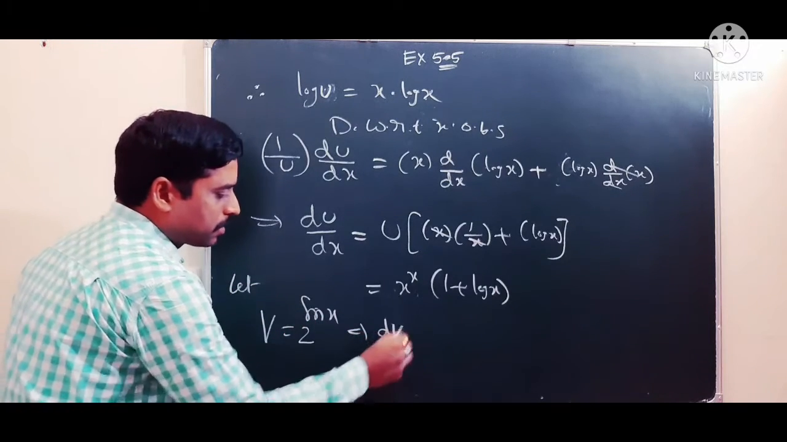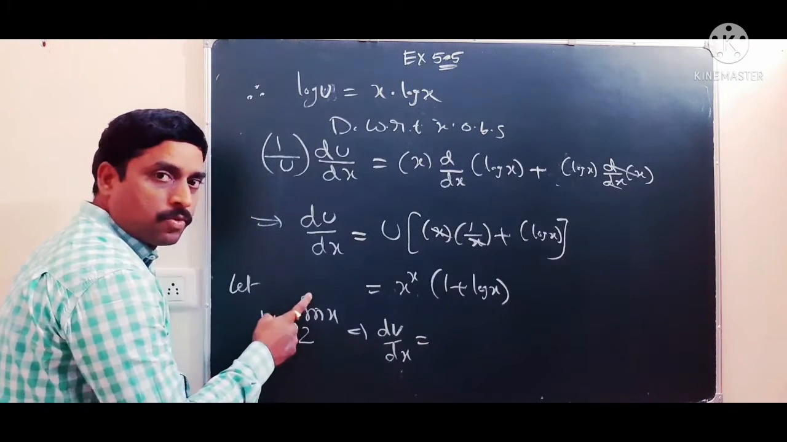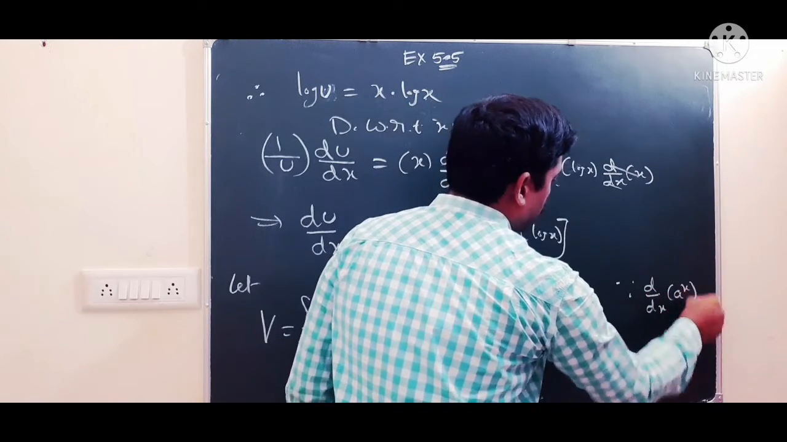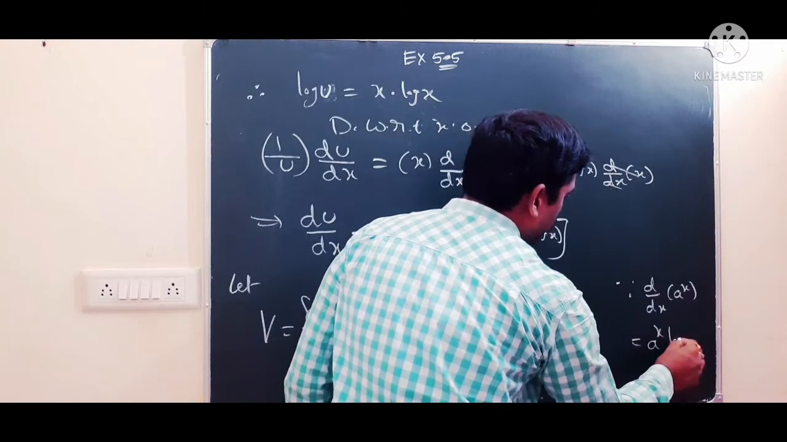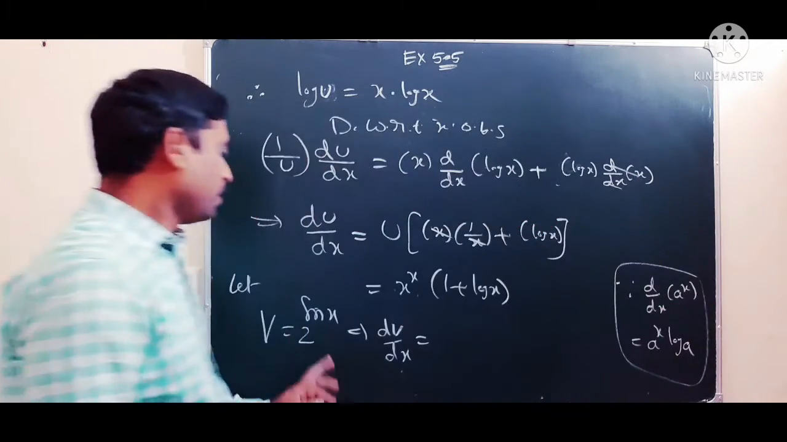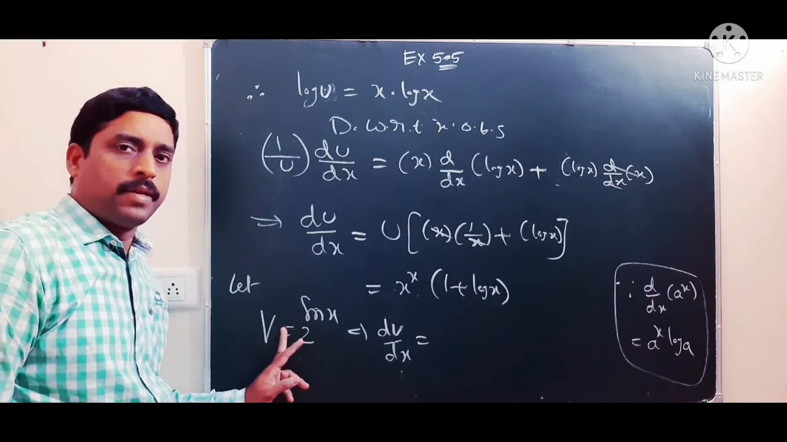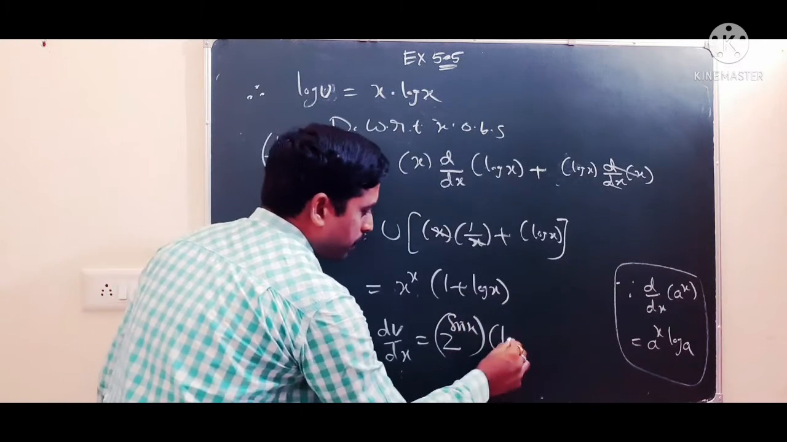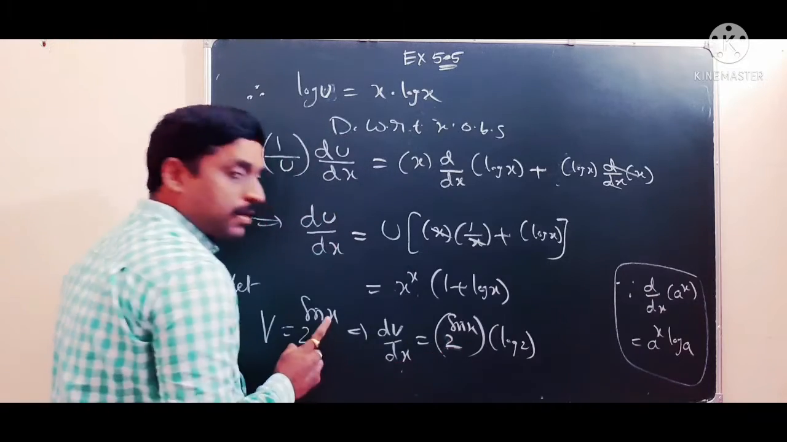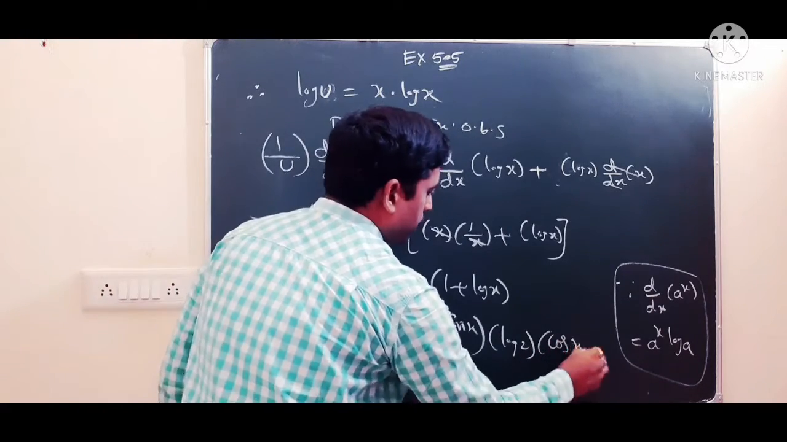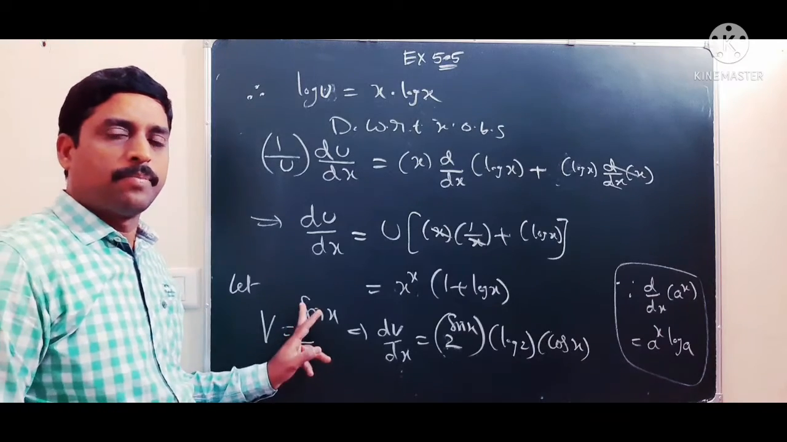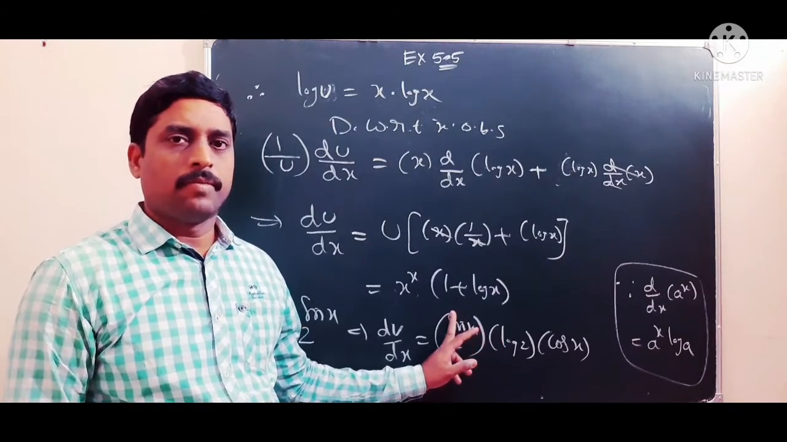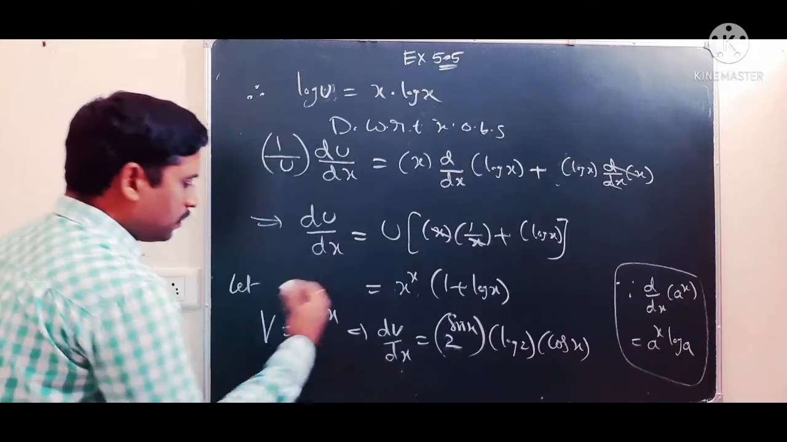So now dv by dx is equal to the differentiation of 2 power sin x. This is in the form of differentiation of a to the power x, which is a to the power x into log a. So the differentiation of 2 to the power sin x is 2 to the power sin x into log 2, into the differentiation of sin x, which is cos x. By using the chain rule, the derivative of sin x is cos x. Okay, this is dv by dx.